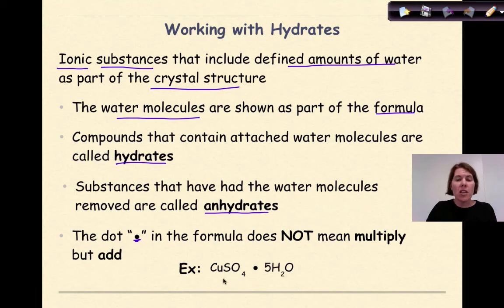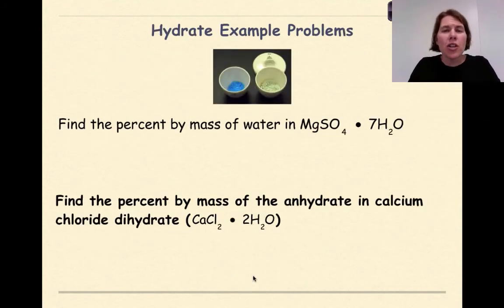So if I look down here, I have copper 2 sulfate, dot, pentahydrate. That dot basically means we're going to take the gram formula mass of the copper 2 sulfate and add it to the total mass of the 5 water molecules. Don't be misled. This dot right here means add, not multiply. So let's look at 2 quick examples of hydrate problems.